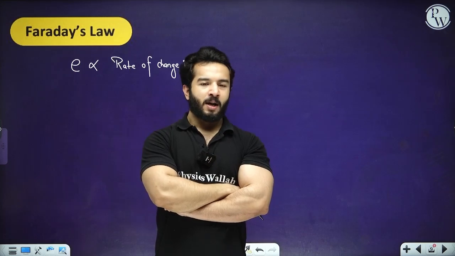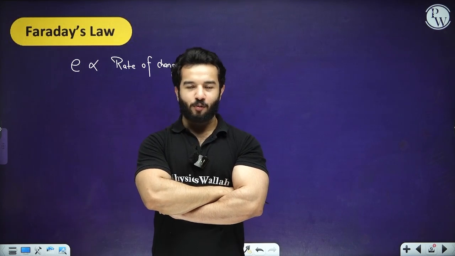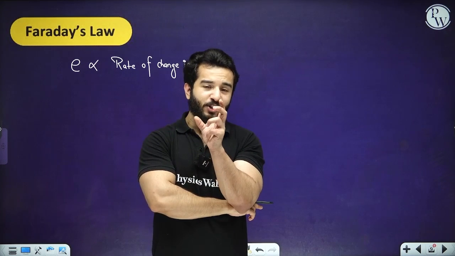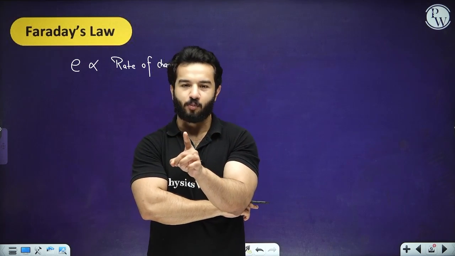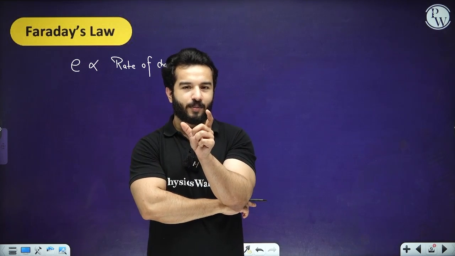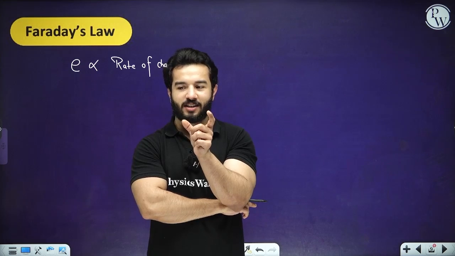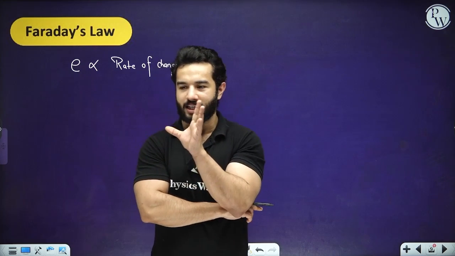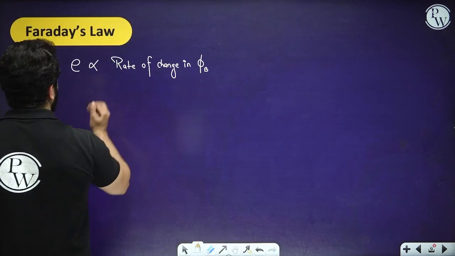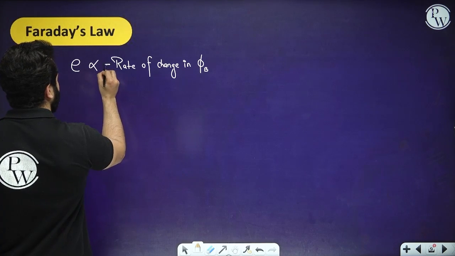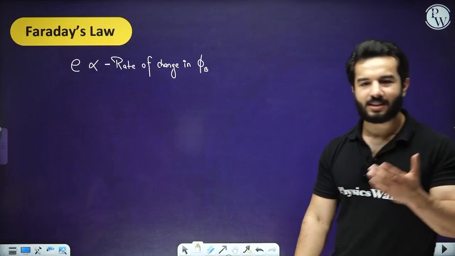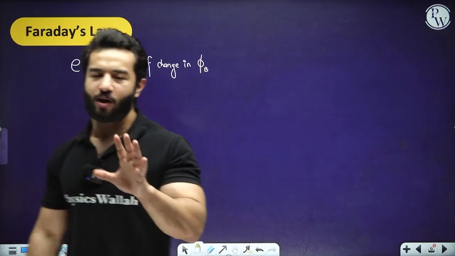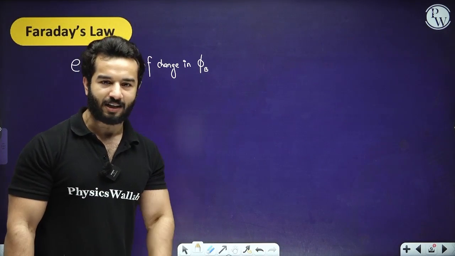Fine. But there is one more thing. If the magnetic flux is changing at a greater rate, then there will be more EMF. That is the point. So we are not just concerned about the change in magnetic flux, we are concerned about the rate of change of magnetic flux, right? And it will be good for us to write a negative sign also over here. This negative sign we'll understand by Lenz's law, but for now let's write a negative sign, okay?